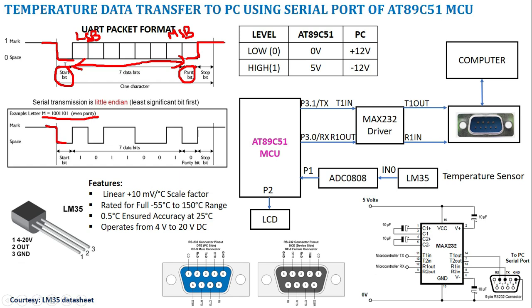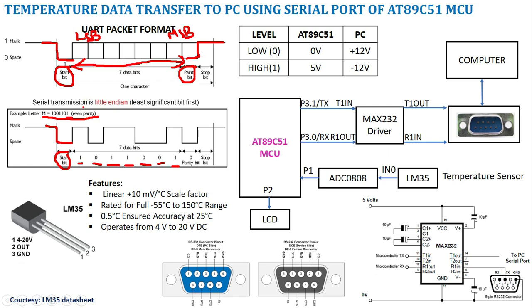In that case, if I want to transmit this data M using a UART protocol, first I will be having a high to low transition, which indicates a start bit. Then comes your LSB bit. Okay, LSB bit is 1. Then the subsequent bits 0, 1, 1, 0, 0, 1.